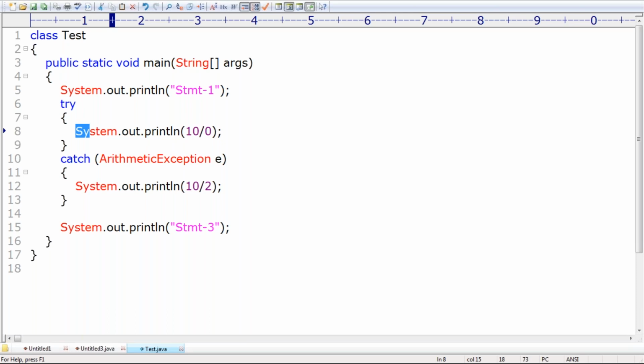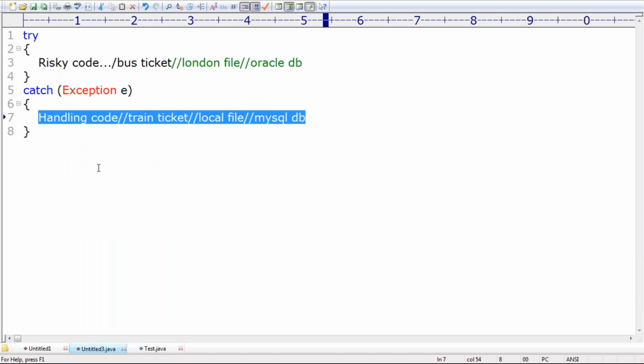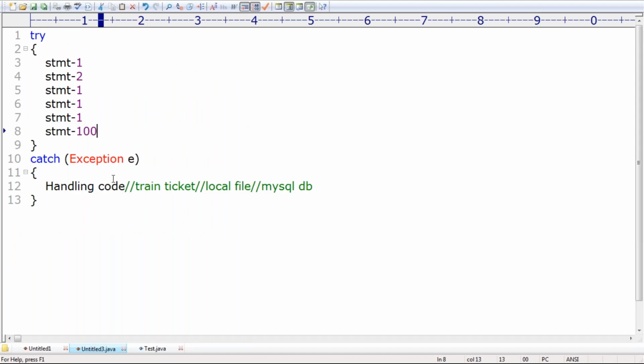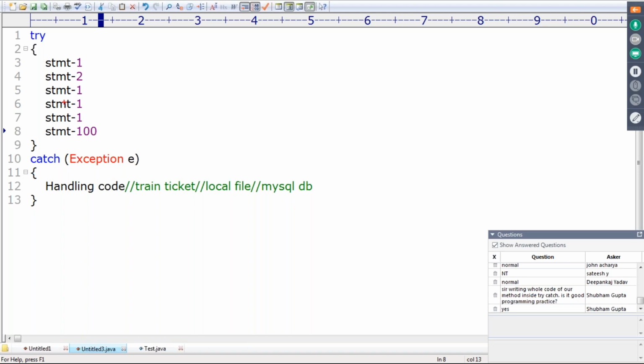Next, it is never recommended to take the total code inside a try block. What is the problem? Yes, Shubham Gupta, is your doubt writing the whole code of our method? Yes, it is never recommended to write the total code inside a try block. What is the reason? Suppose you write statement 1, statement 2, statement 3, up to statement 100, all inside the try block. Assume that only in statement 1 the problem is coming.